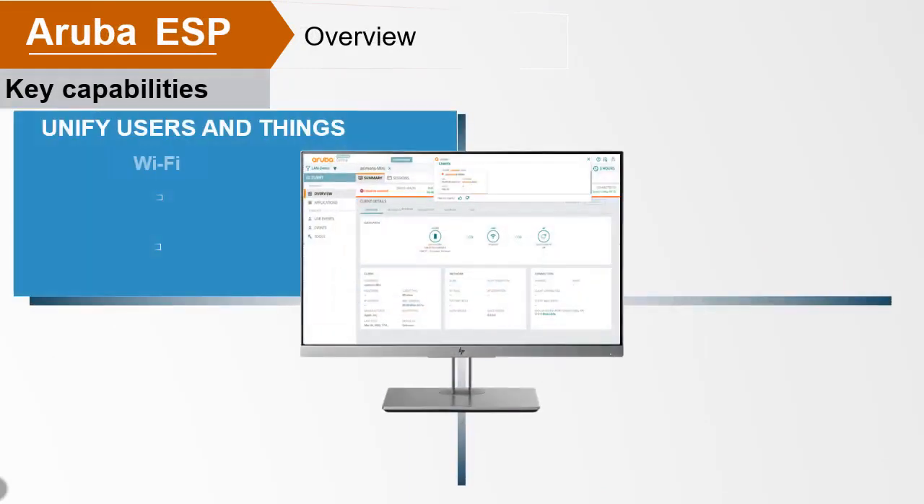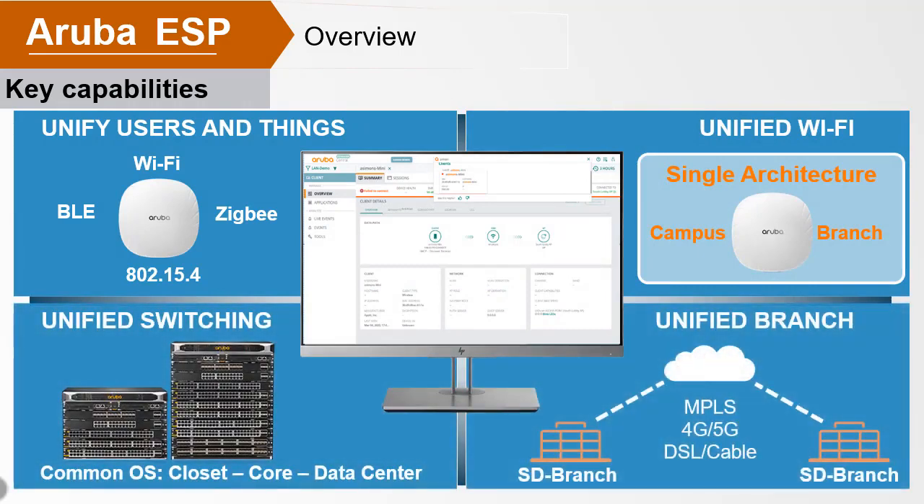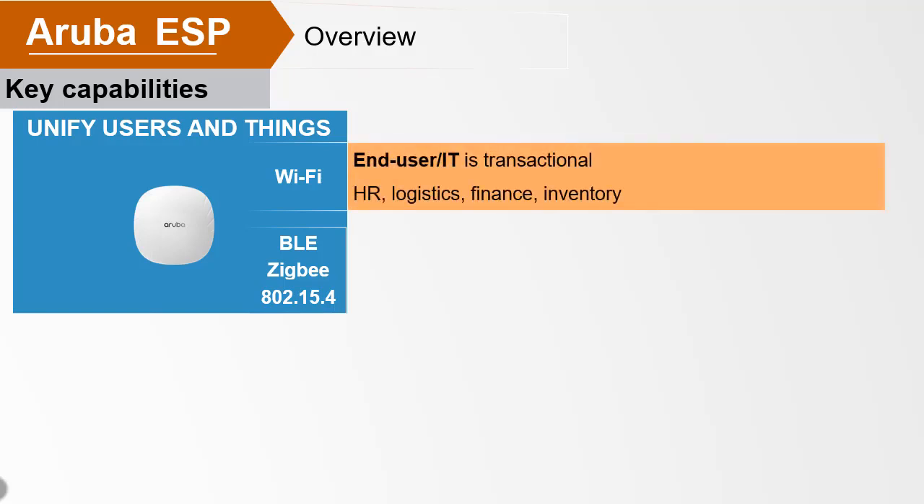Cloud-based Aruba Central unifies users and things, wireless, wired, and WAN, to eliminate siloed operations with a single architecture across campus, branch, and data center, with easy third-party integration. Now let's consider that user and thing integration. Most businesses blanket their locations with 802.11-based Wi-Fi coverage for end-user connectivity. This information technology, or IT, is largely transactional: human resources, logistics, finance, inventory. Our users require high bandwidth performance, which means higher power and size requirements.